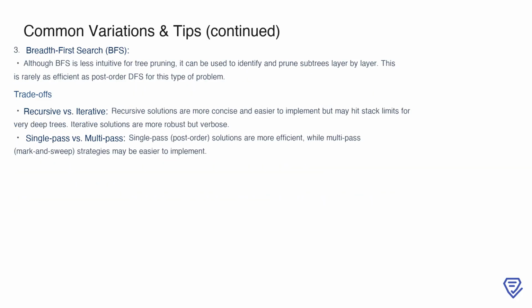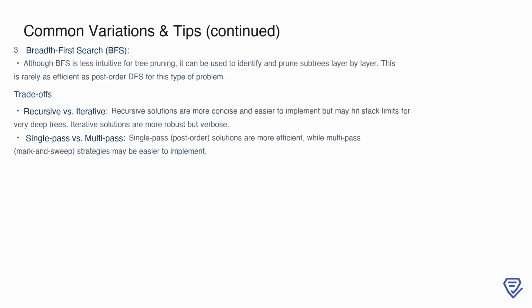Another less common approach is to use breadth-first search, or BFS, to prune the tree layer by layer. While BFS is not as intuitive or efficient as post-order DFS for this problem, it's an interesting alternative and worth experimenting with in practice. Each of these methods comes with its own trade-offs.